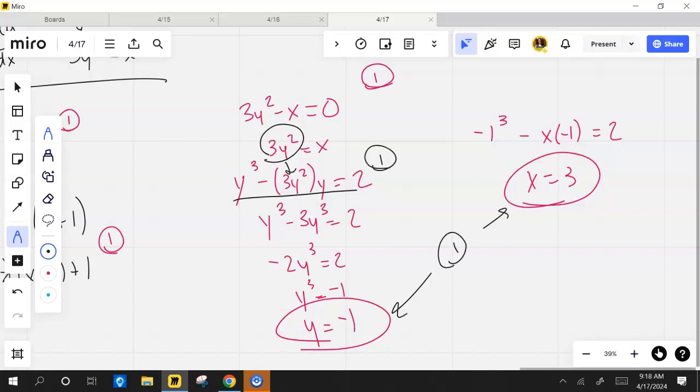Yeah. And sometimes it'll be more than one, like if you had a square root and you had to do plus or minus kind of thing.